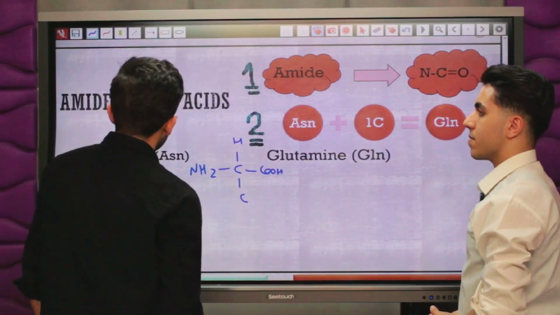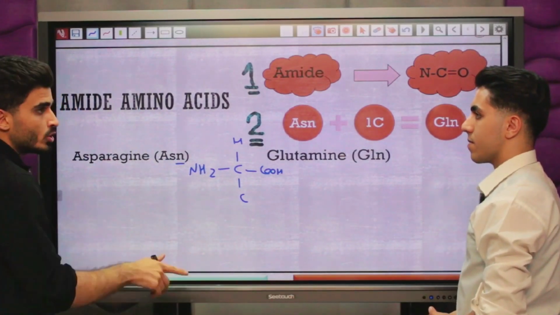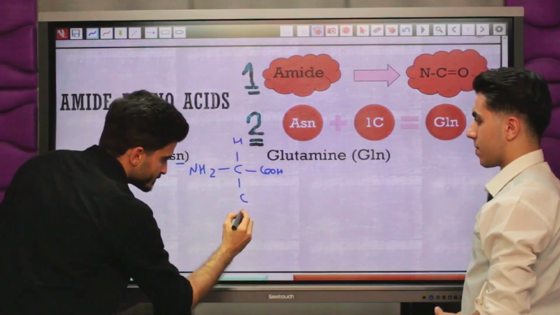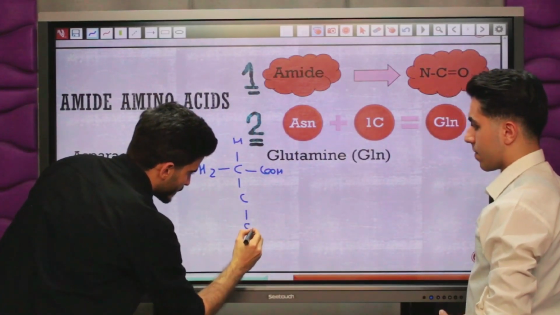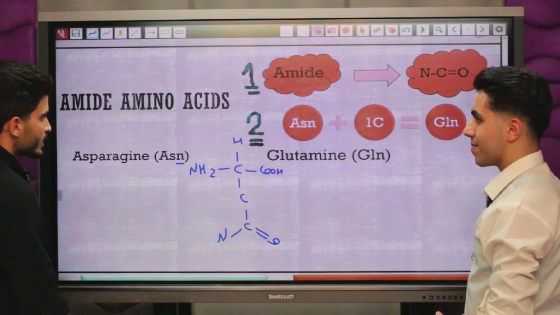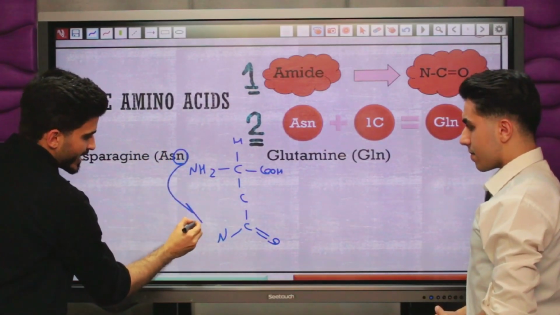Start with alanine. Because it ends with N, notice it ends with an amide group. Focus. Amide group. This N represents the nitrogen atom here.